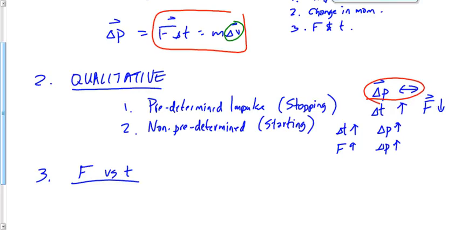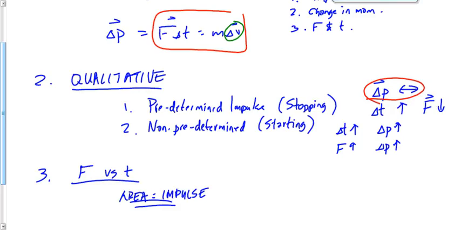Area equals impulse. You automatically think that. I don't care what you're asked. In fact, I don't even care if you read the question right away. As soon as you see the graph, I want you to think area equals impulse. Got it?